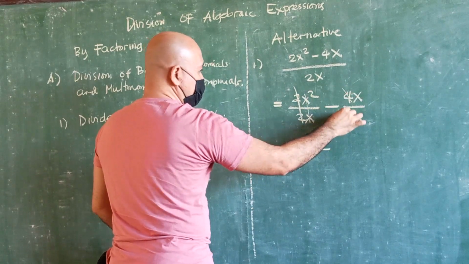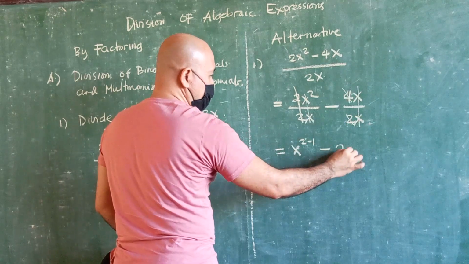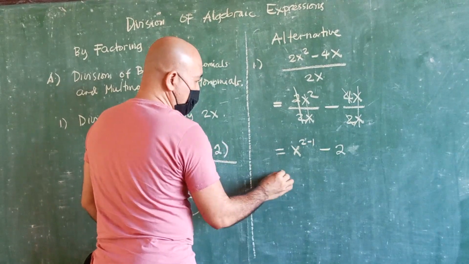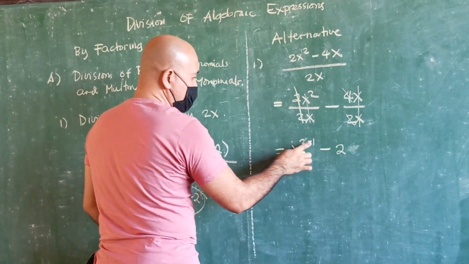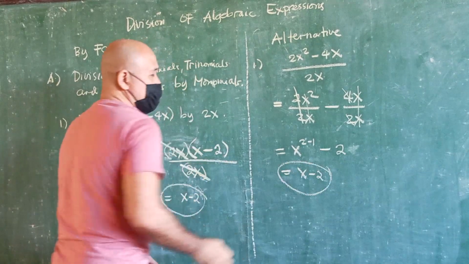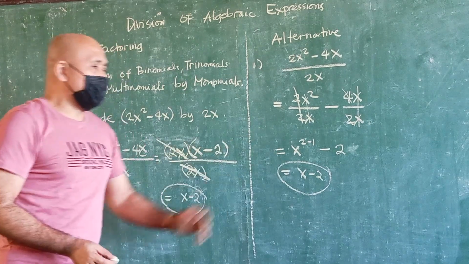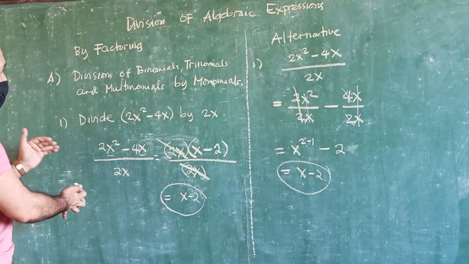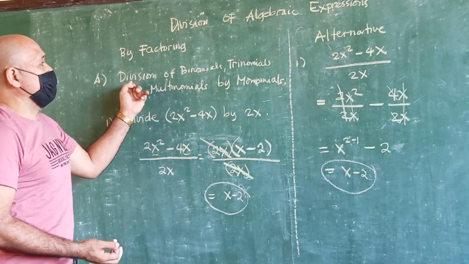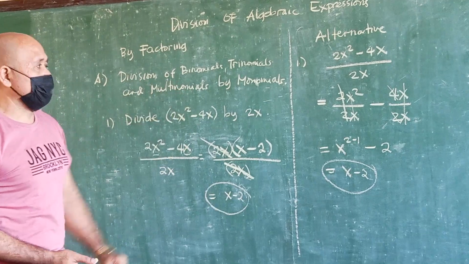Okay, 4. You can divide 4 by 2, so that is 2. And then you can cancel x, that is times 1. You can also disregard 1 since there is 2. And then x raised to the power of 2 minus 1, that is x, and that is minus 2. So you can also do this one. Either you use the factoring or this alternative, that is acceptable. What we are presenting here is division of algebraic expressions by the factoring method.